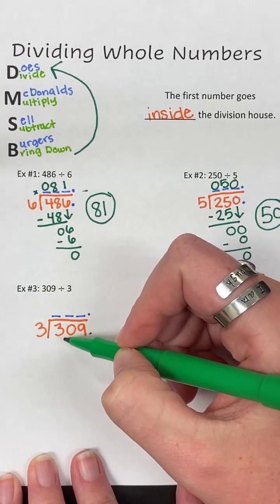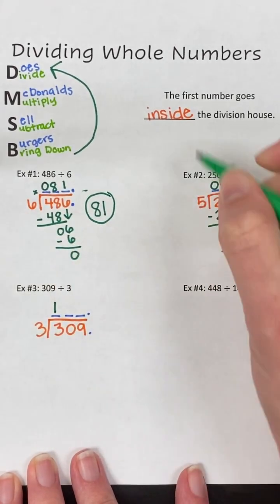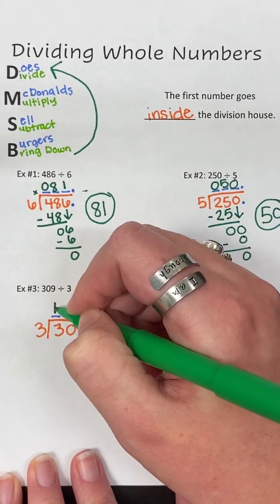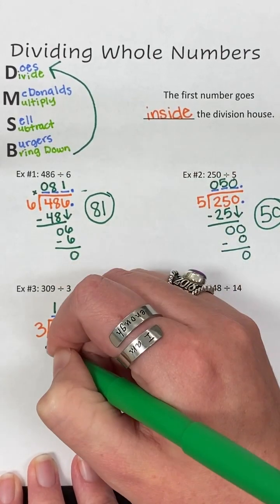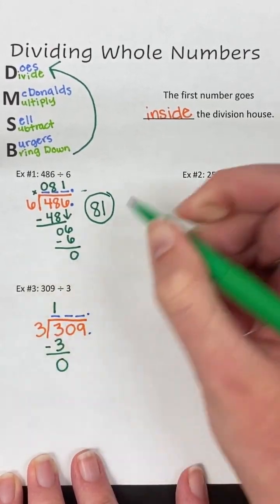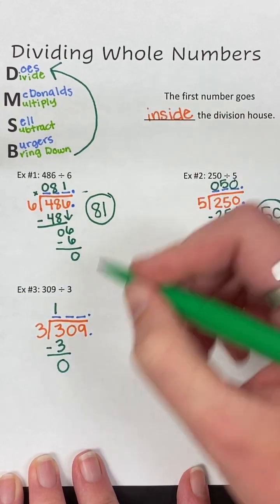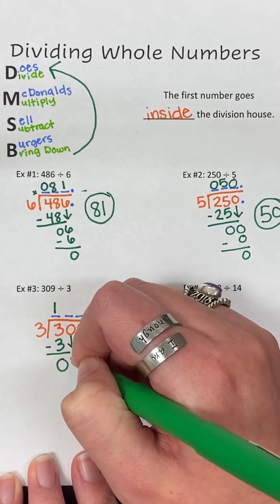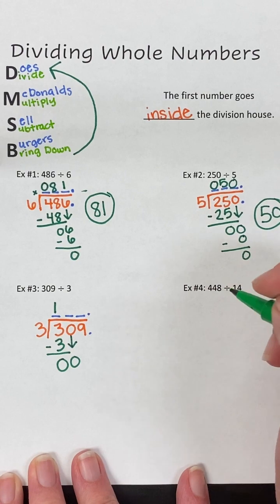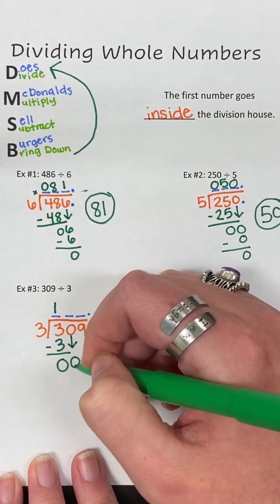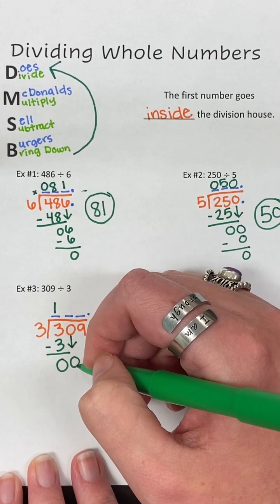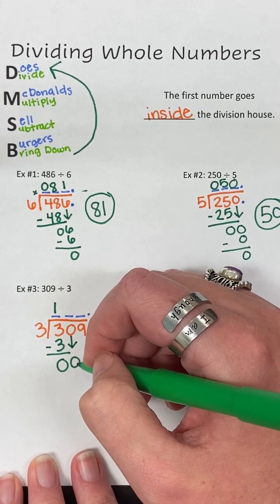3 goes into 3 one time. My next step is to multiply. 1 times 3 is 3. Subtract. 0. Bring down. I bring down one number at a time. Some people like to try and bring down both because it's a 0, but that's okay. We're going to work with the 0. You only bring down one at a time.